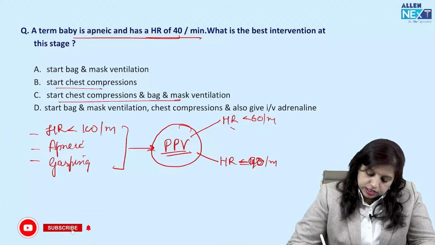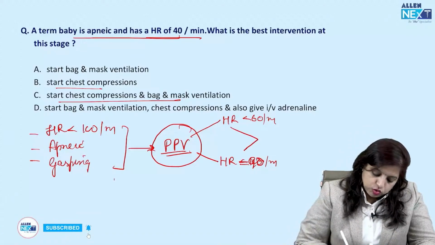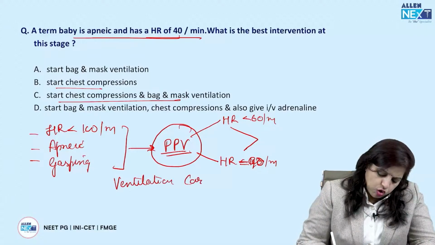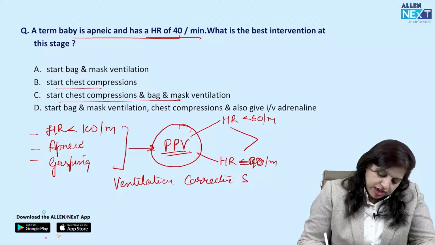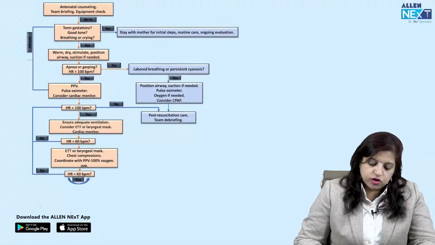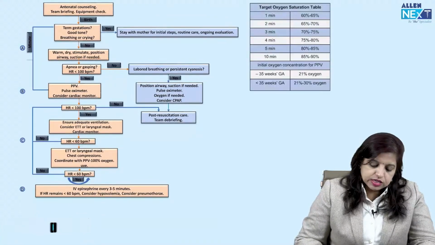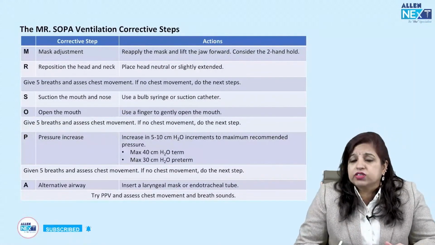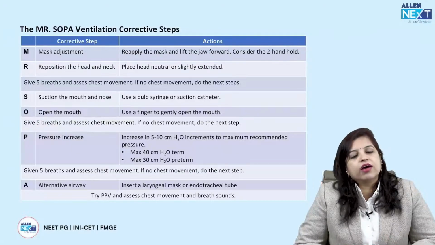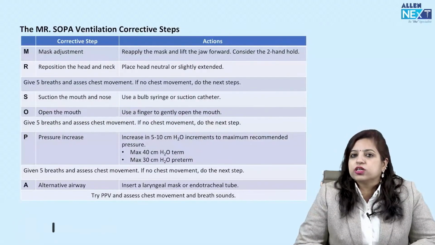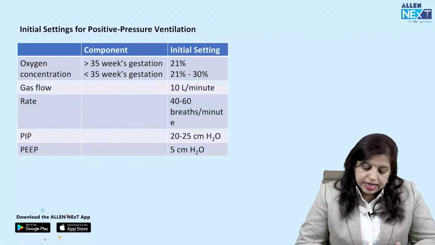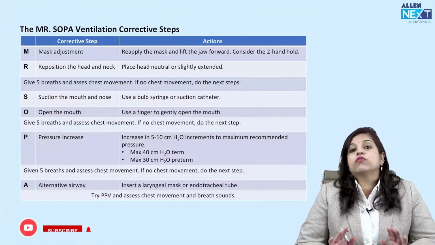In both these conditions, please try and understand, we will go for ventilation corrective steps, which we all know by the name of MR SOPA. So we have to go for ventilation corrective steps. Let me show you that. MR SOPA, ventilation corrective steps have to be taken. Now, even after taking 30 seconds of ventilation corrective steps, if the heart rate is still less than 60, then the indication occurs of chest compression.